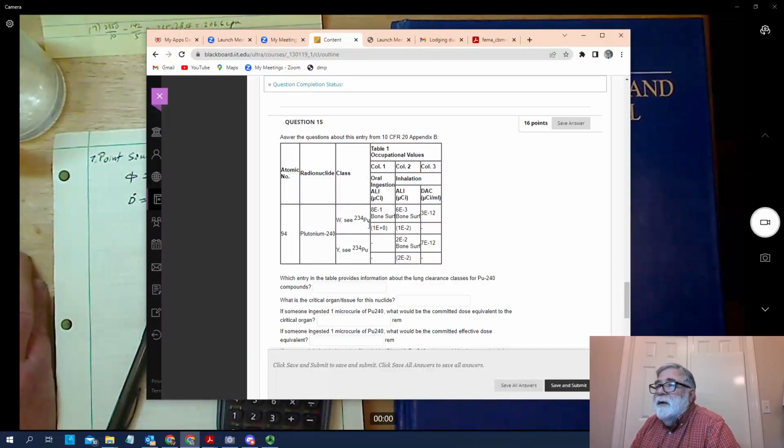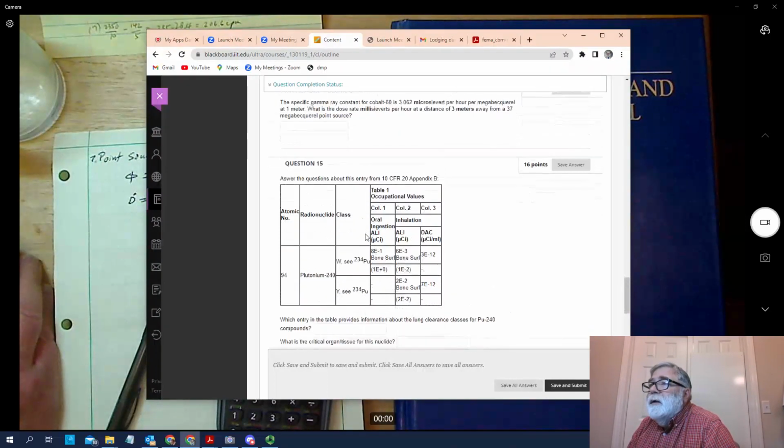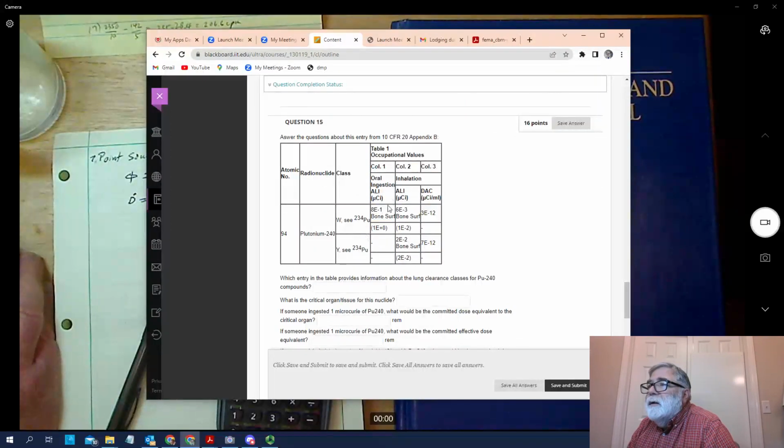And that is a different isotope. What's the critical organ for this nuclide? Everything has bone surface as the critical organ. So bone surface. I'm going to ingest 1 microcurie of plutonium-240. What would this committed dose equivalent to the critical organ be?